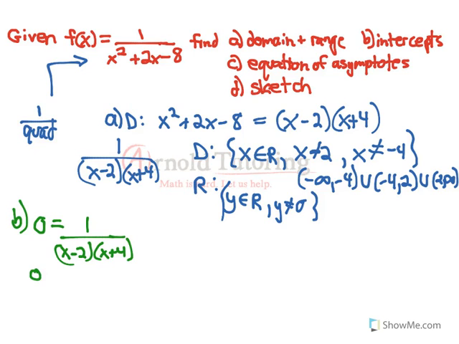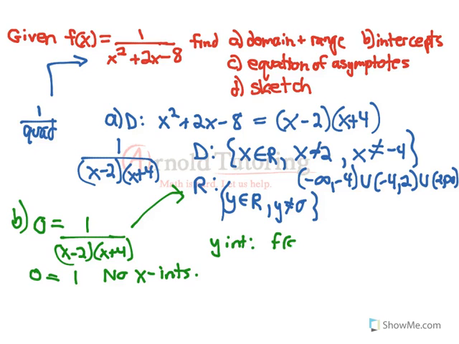Multiplied to the other side, you'll get 0 equals 1. I've just multiplied the denominators. Clearly this cannot happen, so there are no x-intercepts. This is in line with the range. Since we said the range can never be, y can never be 0, that's the same thing as saying there's no x-intercepts. The y-intercept, that's where x is 0.